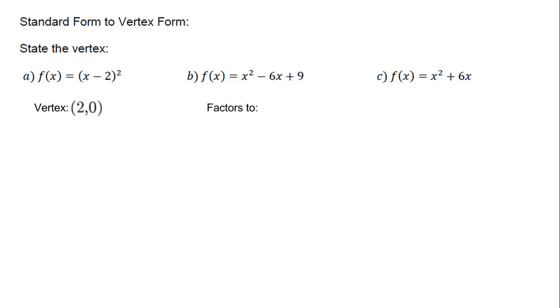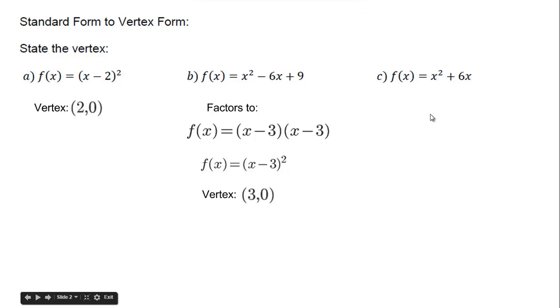The second one actually factors very nicely: 2x minus 3 times x minus 3. This really captures the idea that there's the factored form, but that's the vertex form as well. And the vertex is just (3, 0).